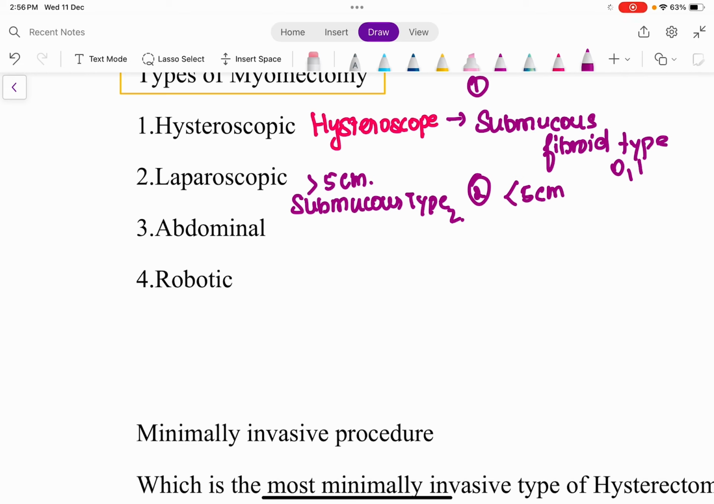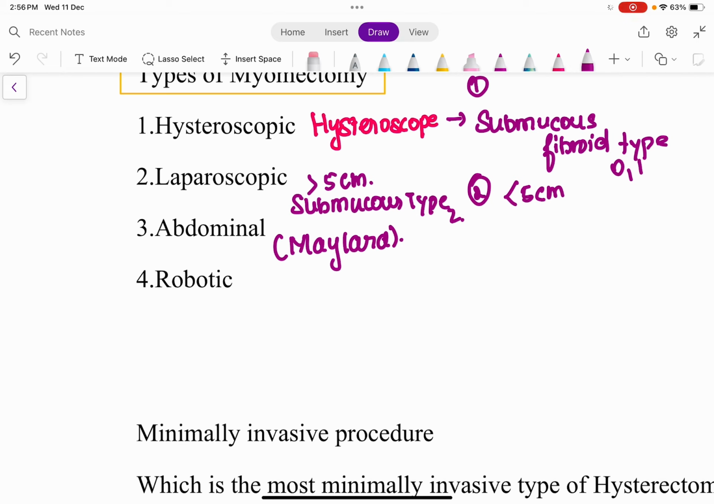And abdominal myomectomy is when you make an incision on the abdominal wall. The most common incision which everyone has to know is the Maillard incision. This is the incision which is made in the abdominal wall, and it has to involve the serosa, the myometrium, and even the capsule of the fibroid.